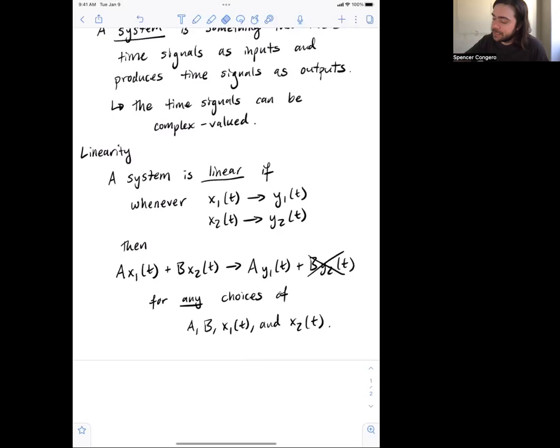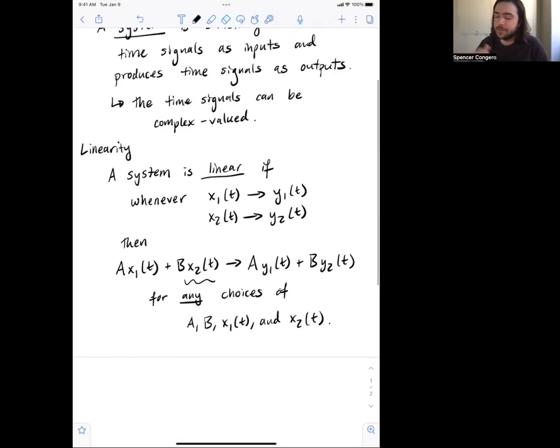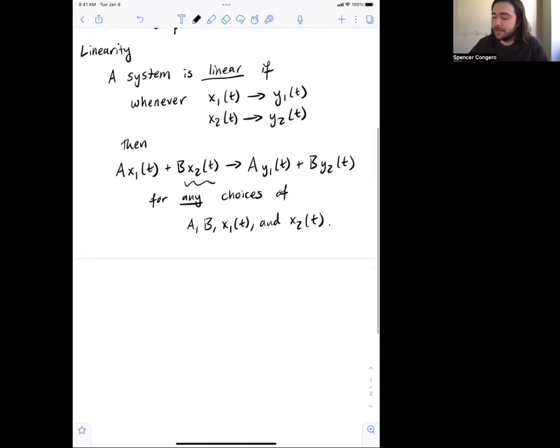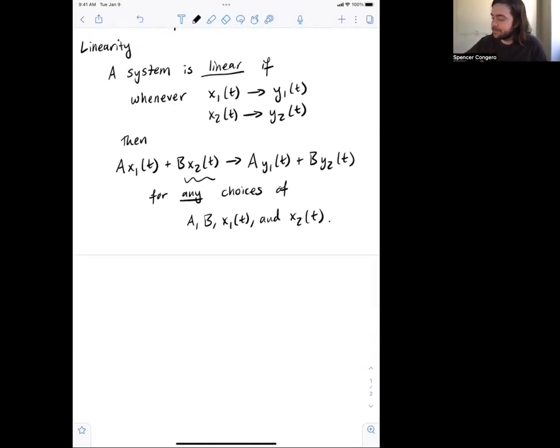And also as a special case, I could look at what if a and b are both 1? Then I can forget about these a's and b's and say, all right, this is sort of an additivity property. If I take x1 and add it to x2, what should I get at the output? I should just get my outputs added together. Those are just two special cases, but in general, this entire line has to be true that any linear combination of x1 and x2 for any constants a and b has to produce that output. All right, so that's the definition of linearity.